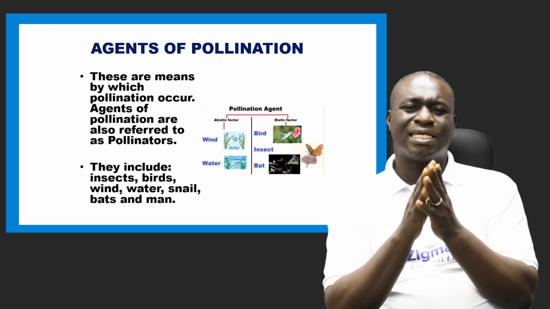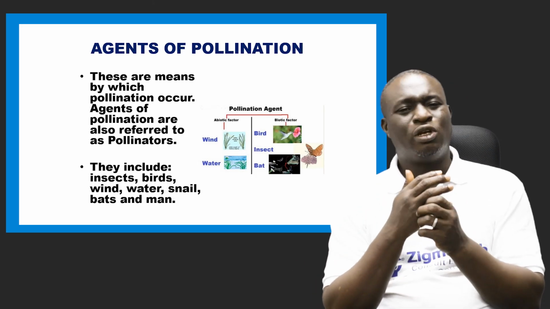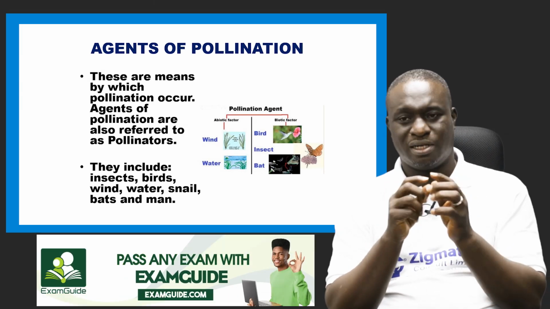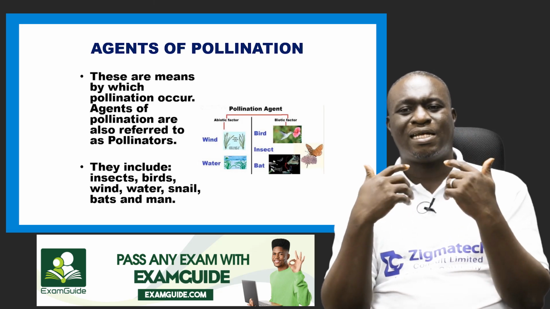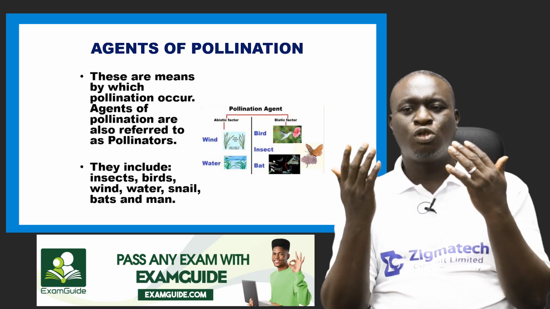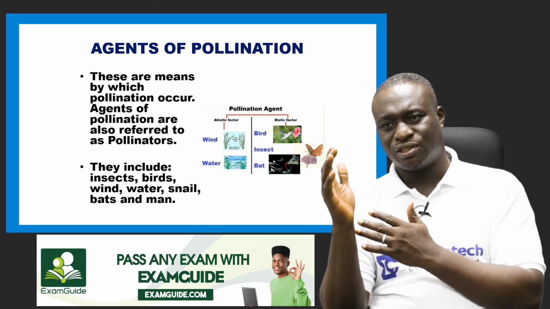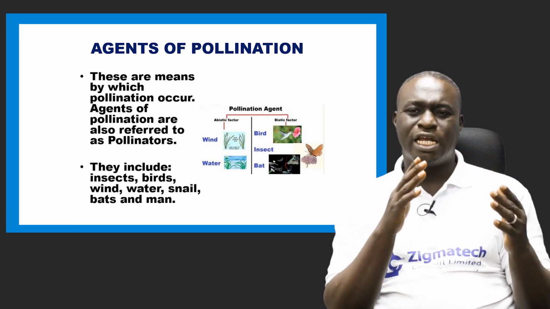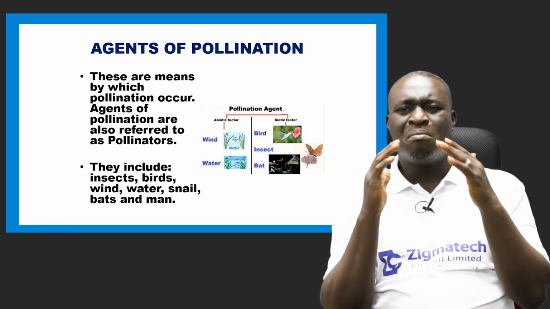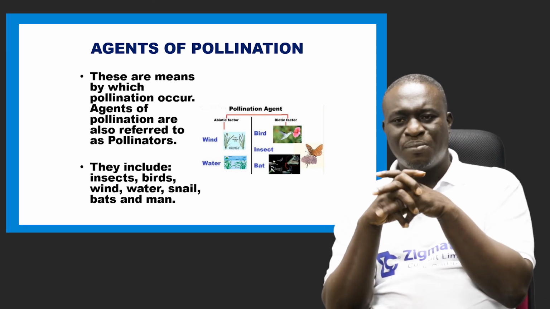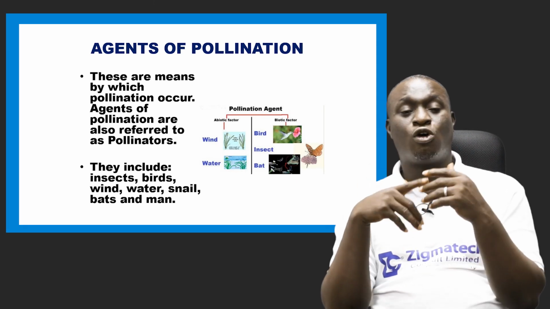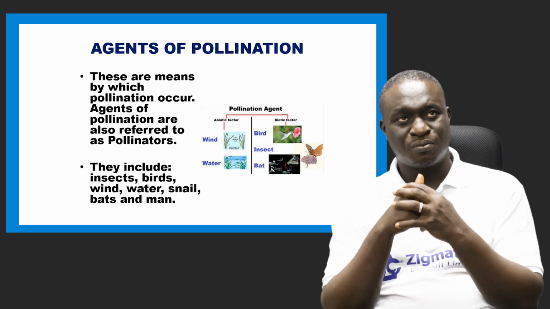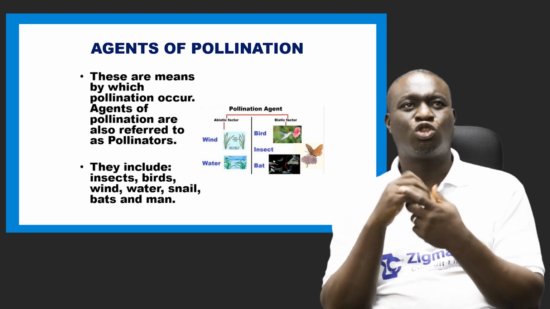Now let's take a look at agents of pollination. Pollination cannot be effective or cannot take place without agents. There are agents. They can be both biotic and abiotic agents. Agents are simply means by which pollination occurs. Agents of pollination can also be referred to as pollinators. You can call them pollinators. So they help to bring about pollination.